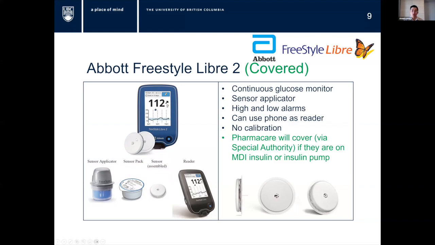The sensors are not interchangeable between the Freestyle Libre 1 and the Freestyle Libre 2. We hear that the Freestyle Libre 3 may be coming very shortly, perhaps in a few months. And this is the little filament that sits under the skin, measuring the interstitial fluid.